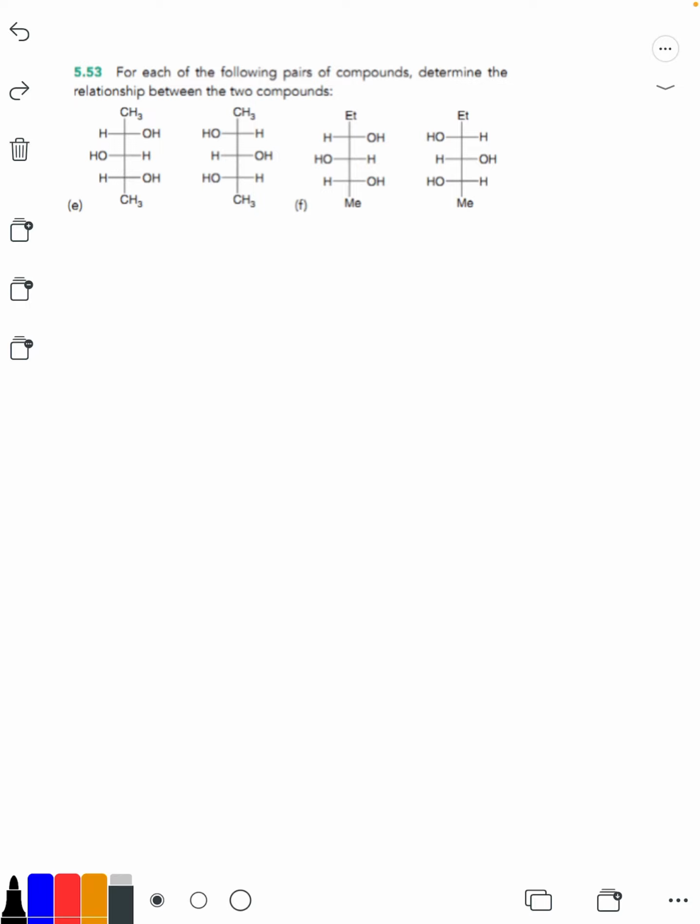Both of them are displayed in the Fischer projection, and remember the Fischer projection uses horizontal and vertical lines displayed at right angles to each other to indicate carbon centers. And what we know is that anything drawn on a horizontal line is coming towards us, whereas anything drawn on a vertical line is going away from us.